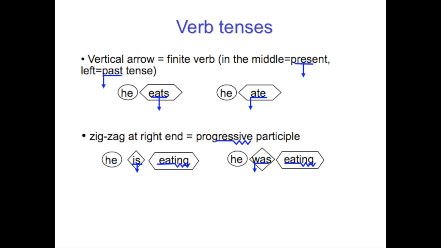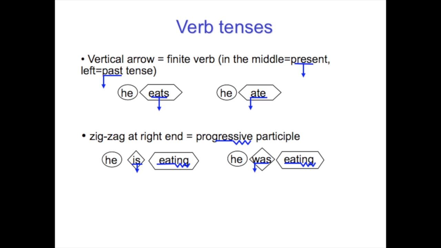And the basic rule that I teach the children is that every sentence has to have one and only one down arrow. So if you say he eating, as many children with language impairments do, you've got no down arrow, so you need to add a diamond in to carry the down arrow. Either he is eating or he was eating.